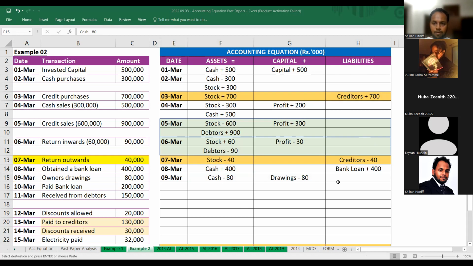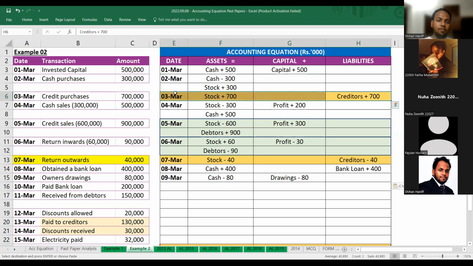Can you explain a bit more about return outwards? Return outwards. Return outward means we purchase on credit. When we purchase on credit, stock will increase and liability will increase. Now, same thing, what we purchased, we are returning. We are sending back to the supplier.